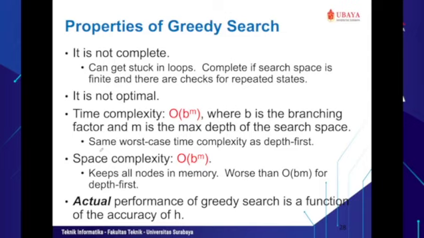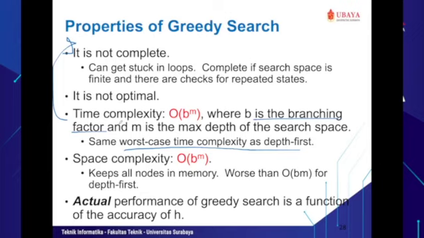Secondly, greedy search itself is still not an optimal algorithm. It has a time complexity of big O, b to the power of m, where b is the number of branching factor and m is the maximum depth of the search space. So if you have limitations on the depth of the search space, then again, it may lead to an incomplete search tree. In this case, greedy best first search has the same worst case time complexity as the depth first algorithm.